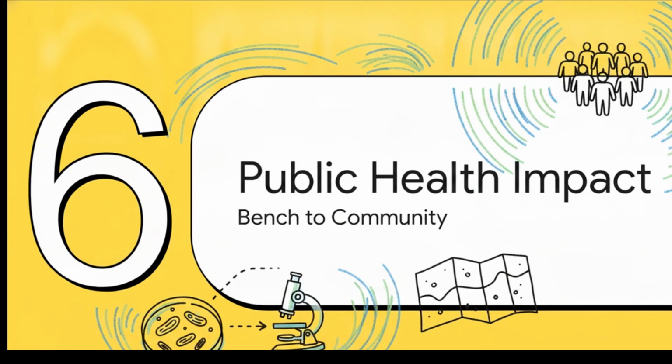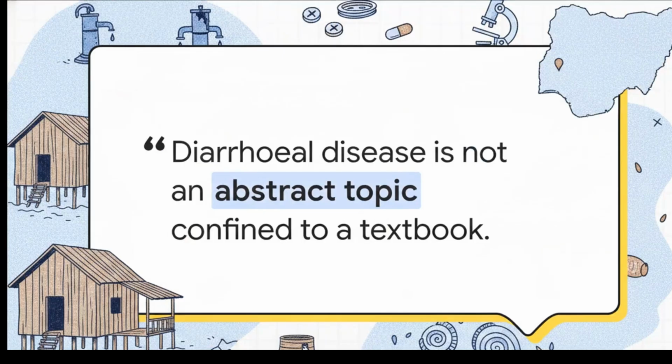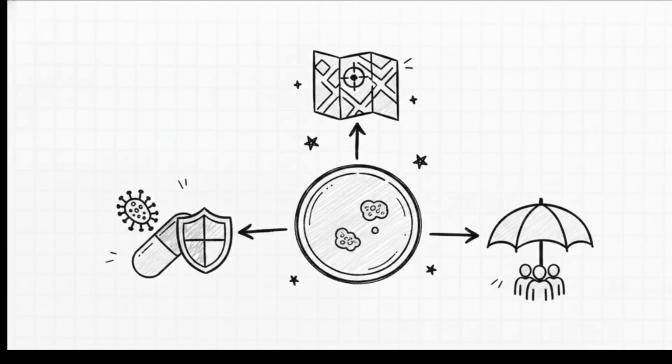And finally, Section 6, Public Health and Outbreaks, taking this from the lab bench out into the community. To really ground this in reality, consider this powerful statement from the source material originating from Niger Delta University. Quote, "For us in Nigeria, and particularly here in the Niger Delta, diarrheal disease is not an abstract topic confined to a textbook. In regions that have limited access to safe drinking water and sanitation, active transmission is a daily reality, and seasonal cholera outbreaks require rapid, data-driven community responses." The incredibly detailed work happening on the lab bench directly dictates public health survival.